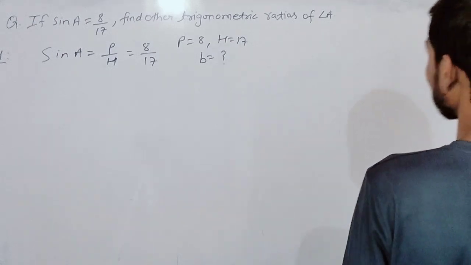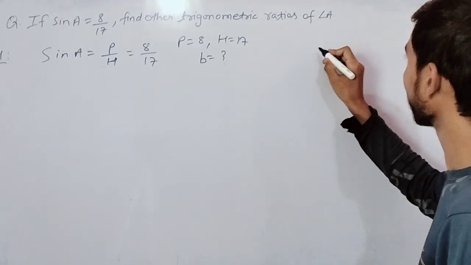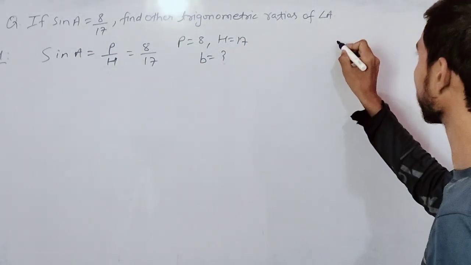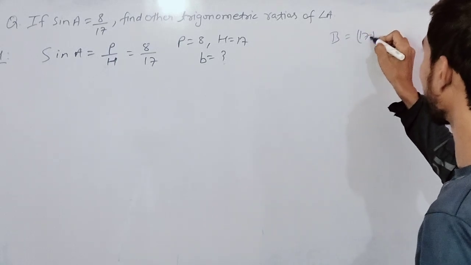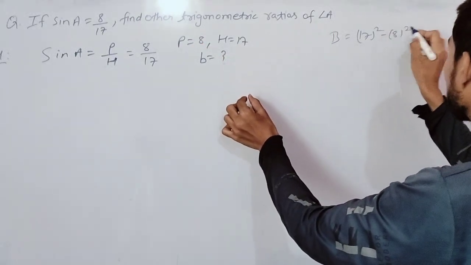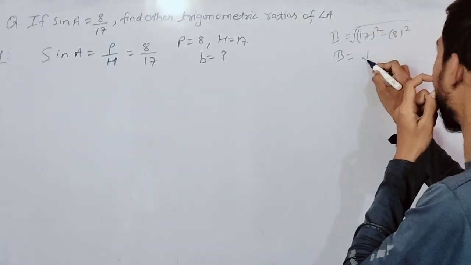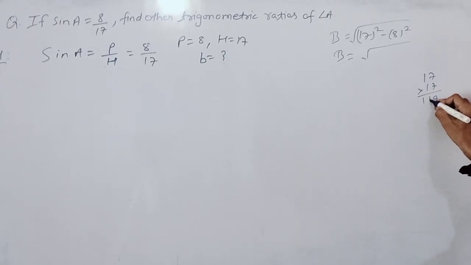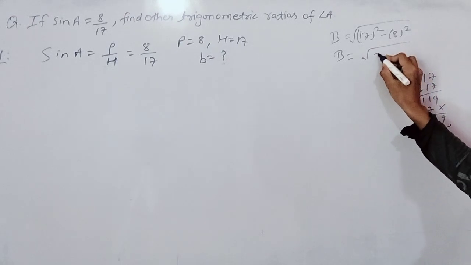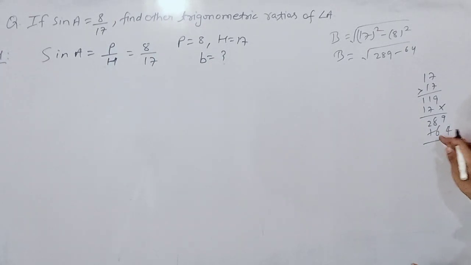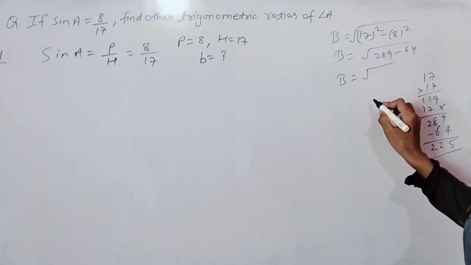We don't know B, so we will apply the Pythagoras theorem here. As you know, 17 is the greater number, and the sum of the squares of P and B will be equal to the square of 17. To find B, just subtract the square of P from the square of H. That is 289 minus 64, not plus, minus. So B came as the root of 225.